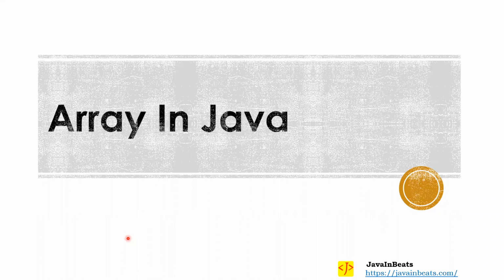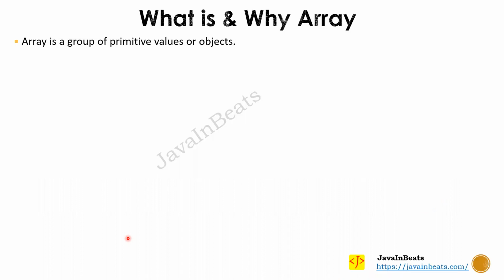In this session, we are going to see array in Java. Let's understand what is array and how to create array. Array is a group of primitive values or objects. Array is a group of similar data type. Array is fixed in size.